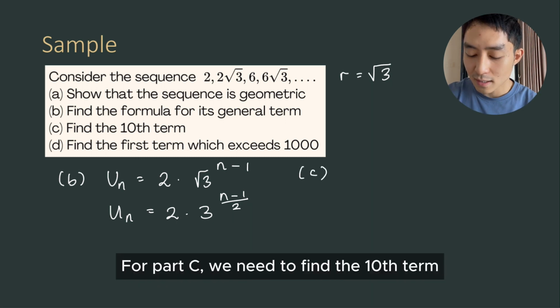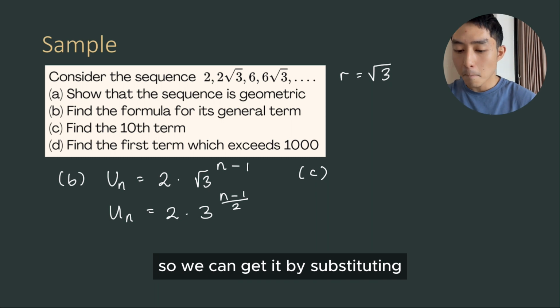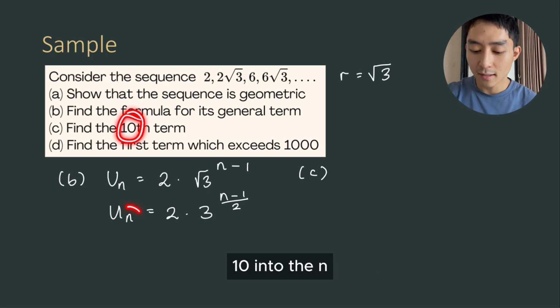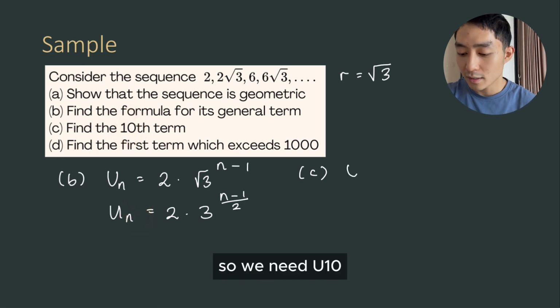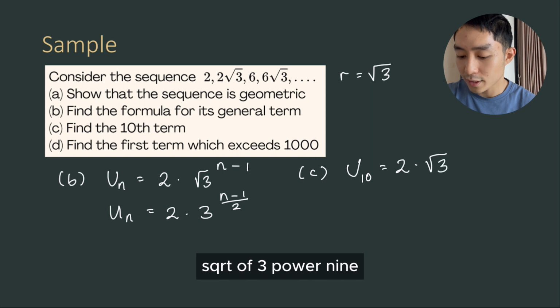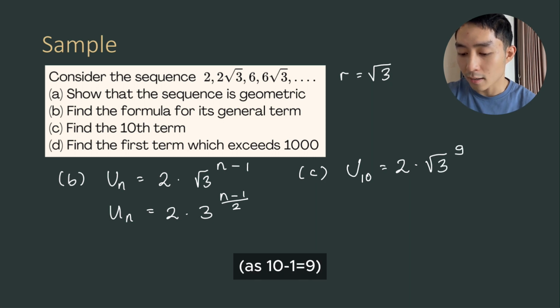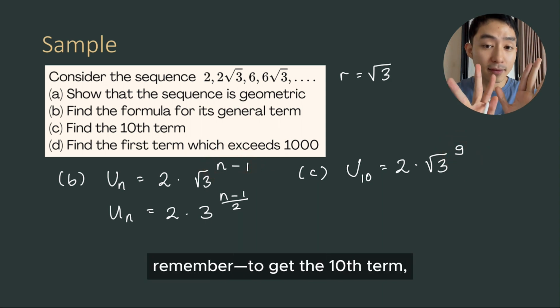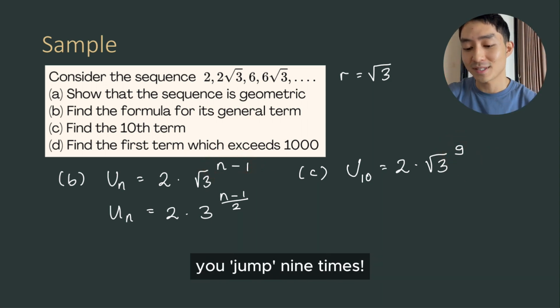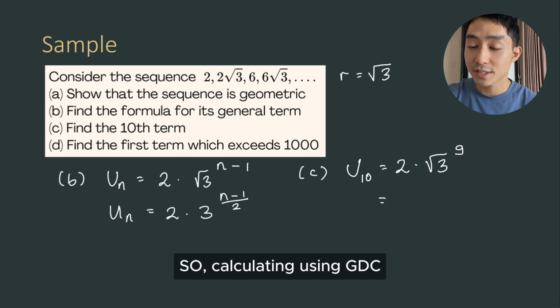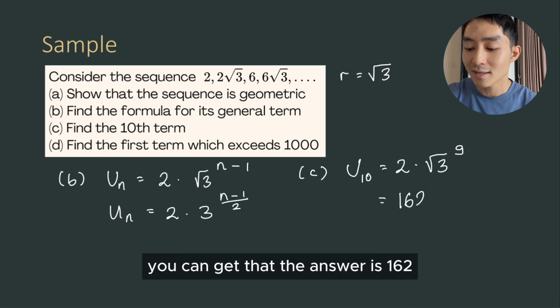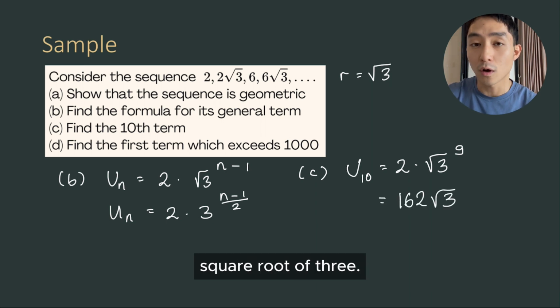For part C, we need to find the 10th term. So we can get it by substituting 10 into the n. So we need u10, or the 10th term, is 2 multiplied by square root of 3, power 9. 10 minus 1 is 9. Remember, to get the 10th term, you jump 9 times. So calculating using GDC, you can get that the answer is 162 square root of 3.